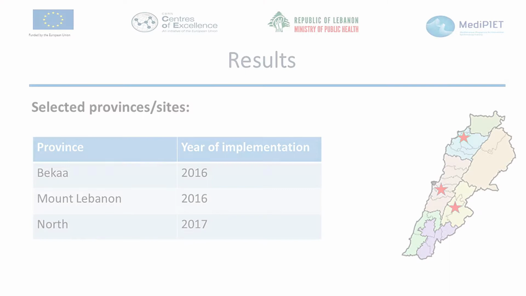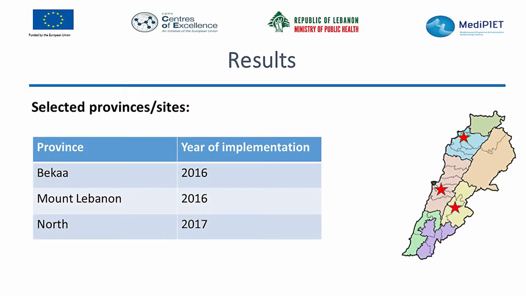As a result, and after intensive discussion with WHO, we came to select three sites: Bekaa, Mount Lebanon, and North. And as mentioned before, two sites were initially selected in 2016, and then the North province was added in 2017, and all three provinces have well-established sewage treatment plants, and they include high-risk groups as well.